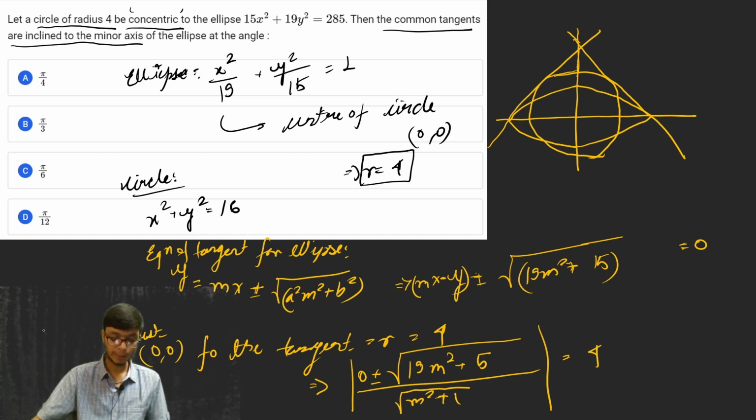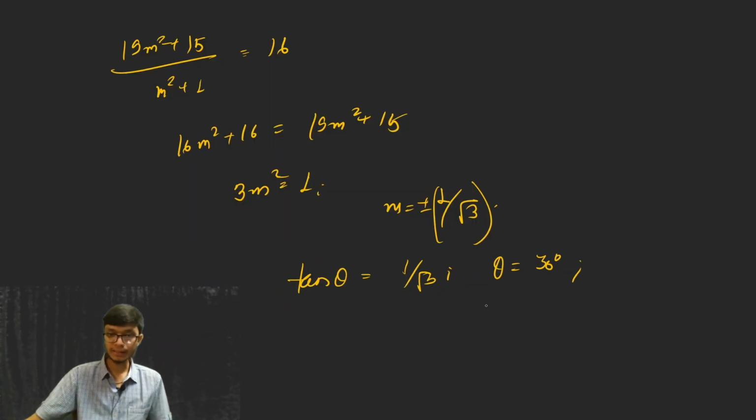Okay, so 30 degrees is basically pi by 6. It is asking for the angle inclined to the minor axis. Minor axis is basically the y axis. With the x axis it is making a 30-degree angle. Okay, I guess it is clear.